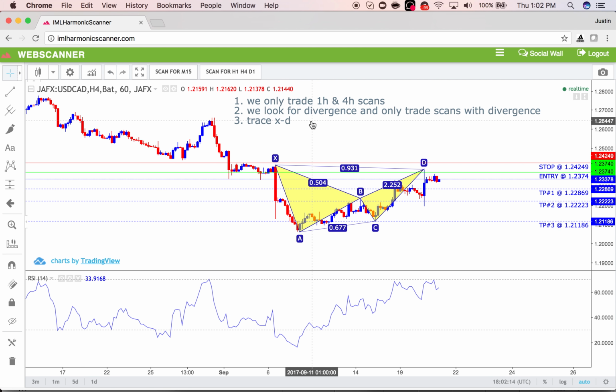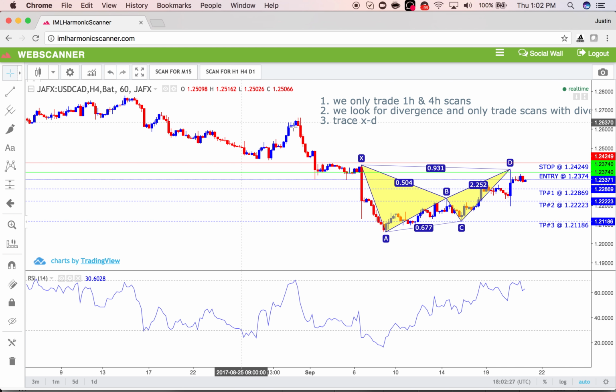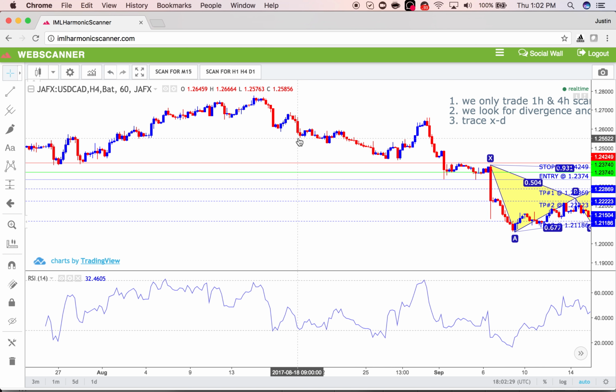Number two, I say we look for a divergence and only trade scans with divergence. I'm going to explain to you what divergence is and how you can find it in the market. And three, it's just trace X to D, and I'll explain that in a little bit. Let's talk about divergence before we talk about anything else.